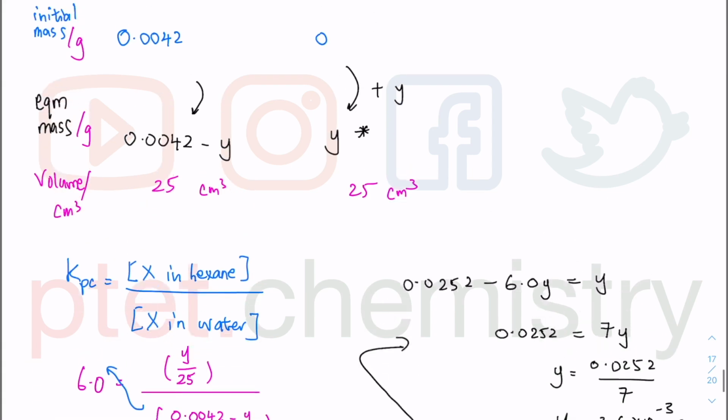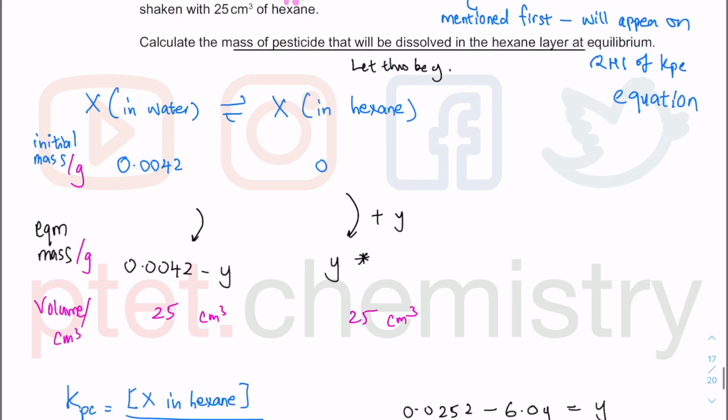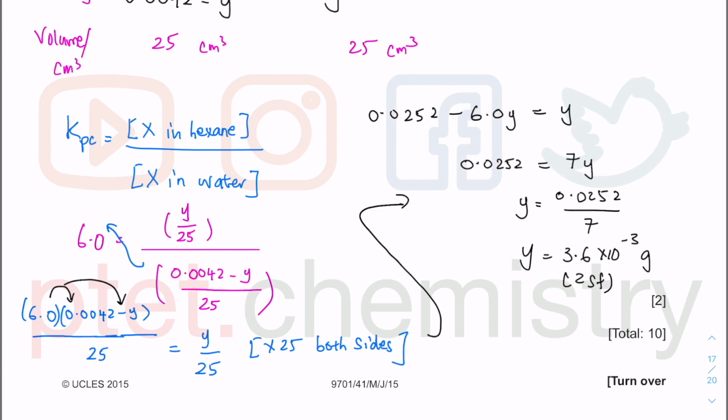Is 2 significant figures enough? Well, let's have a look at the question. You are given this data, 0.0042, 2 significant figures. This KPC, 2 significant figures. The volume, I guess, 2 significant figures as well. So I guess my final answer to 2 significant figures is totally appropriate given the number of significant figures in the question.